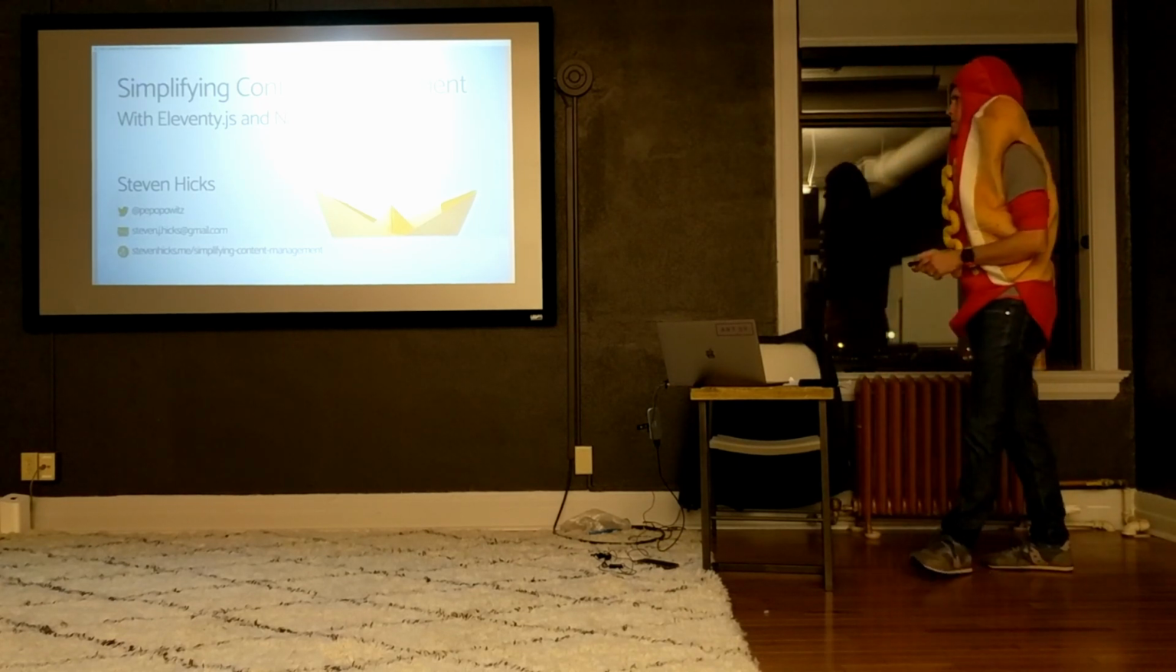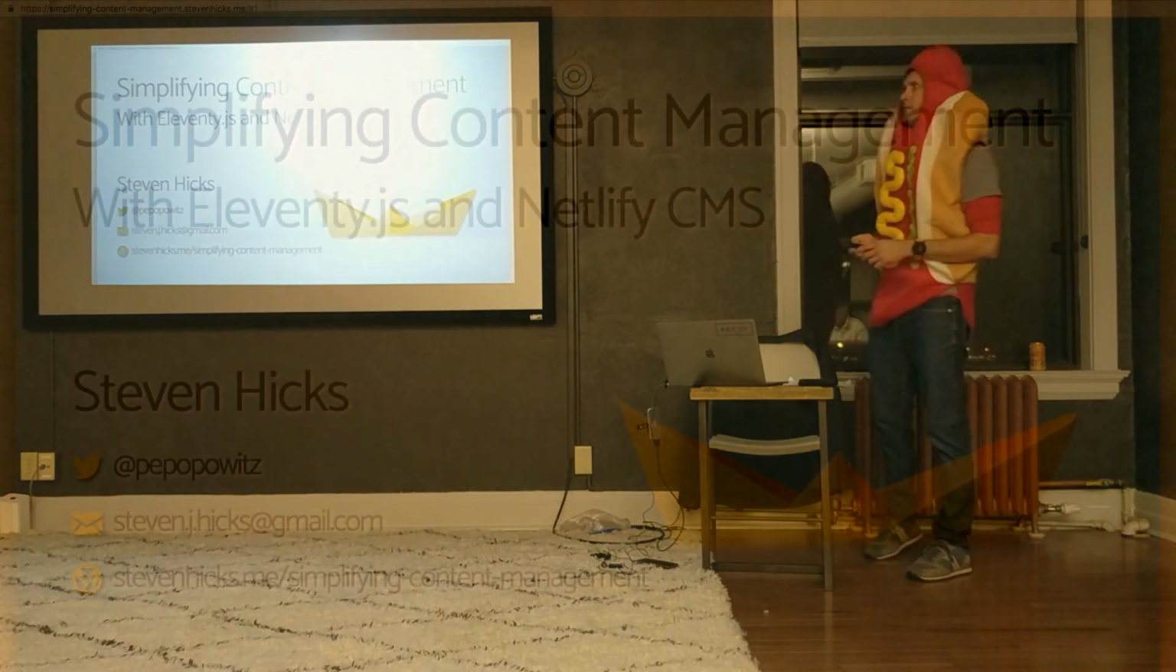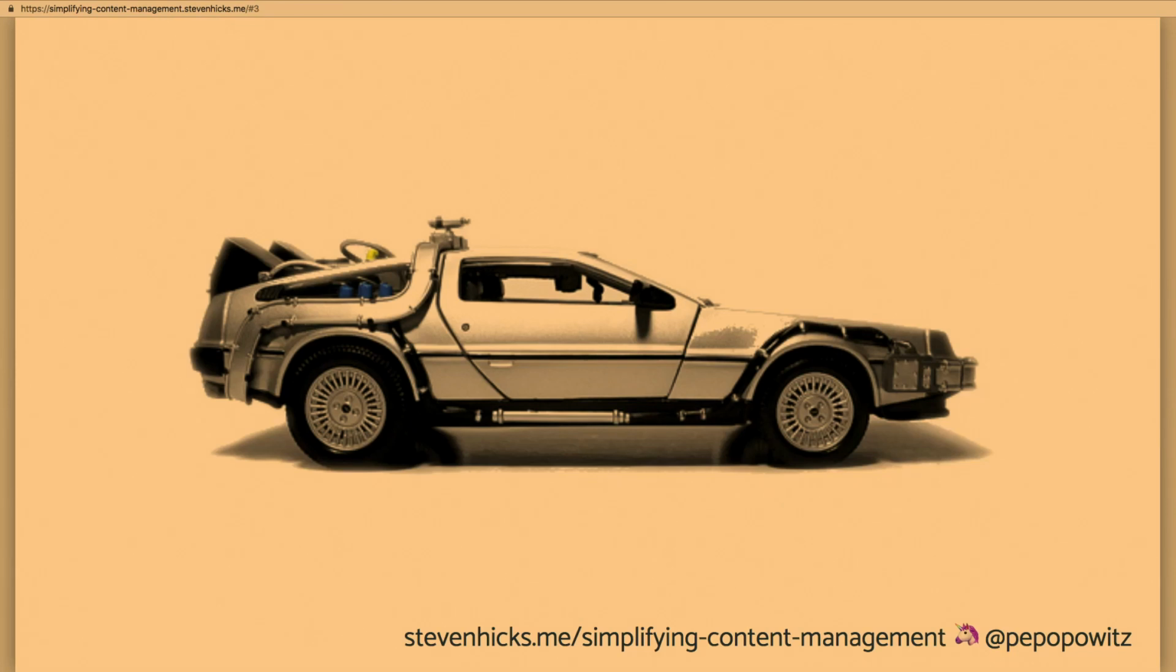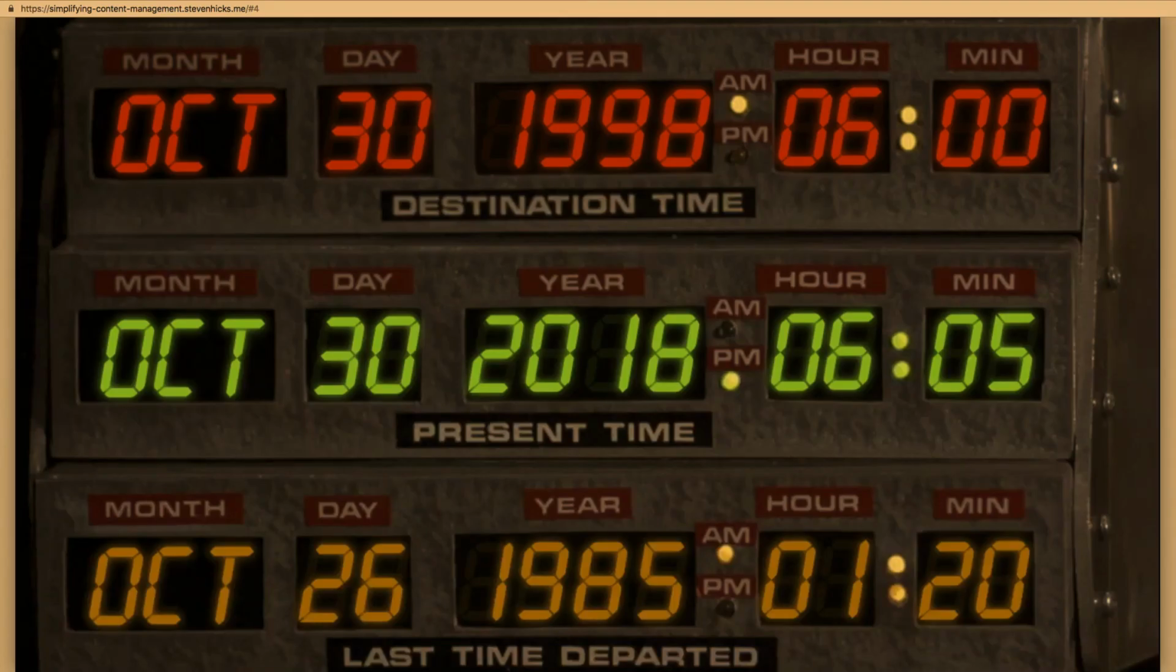So we're going to talk about Eleventy.js and Netlify CMS. And I want to start by talking about a history of the web. And the best way to learn from history is to visit it. So we're all going to get in a time-traveling DeLorean right now. Everybody climb in. There's room for all of you. We're going to set the time circuits back to about 20 years ago, 1998.